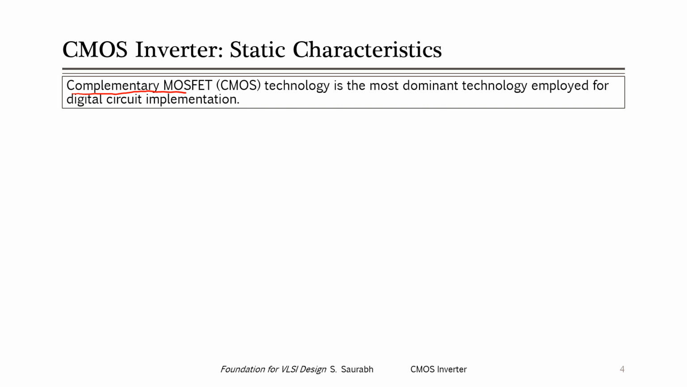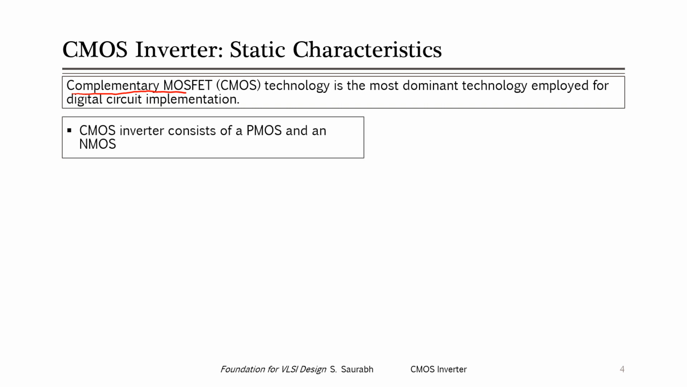Among the components implemented in CMOS technology, a CMOS inverter is one of the simplest, right? And therefore we should understand the CMOS inverter very well, because using this understanding, we can understand other types of logic gates which are also implemented in CMOS technology, right?